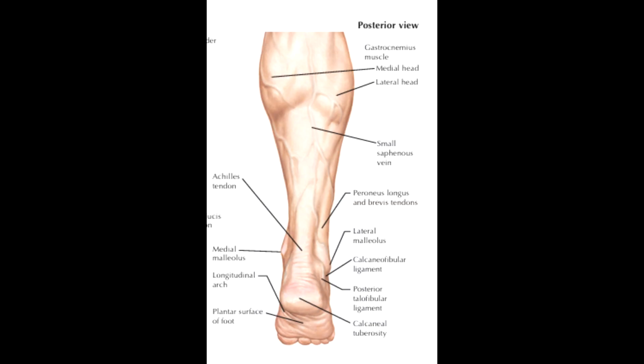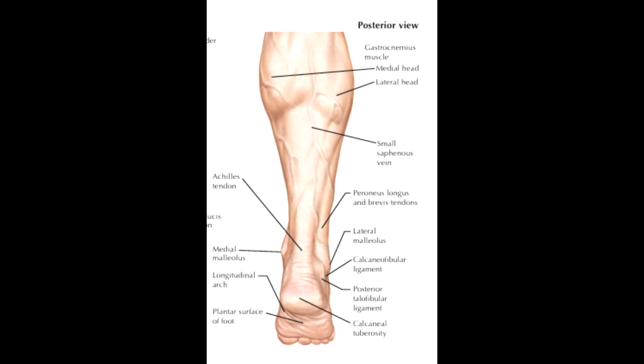The posterior view also reveals the calcaneofibular ligament and the posterior talofibular ligament, both part of the lateral ligamentous complex of the ankle. These structures are especially important in sports medicine, where ankle instability is frequently encountered.